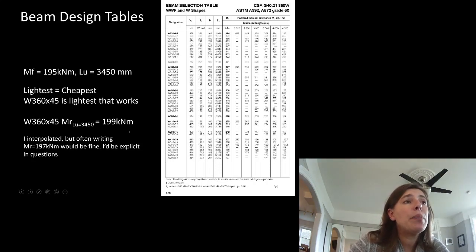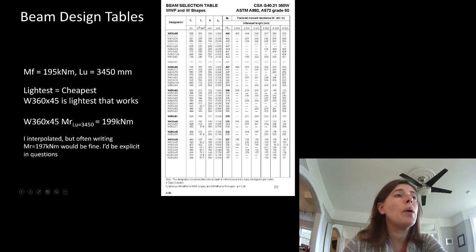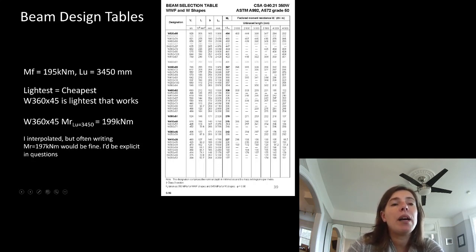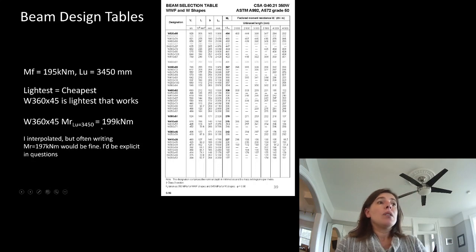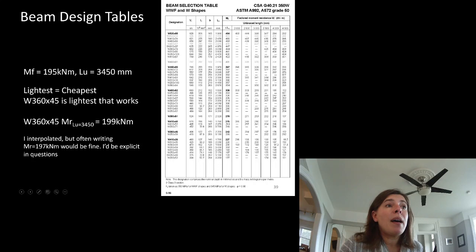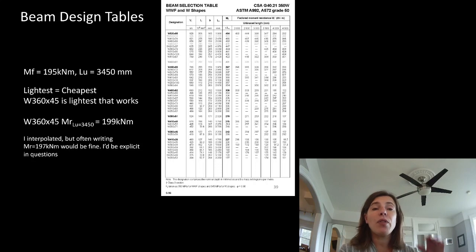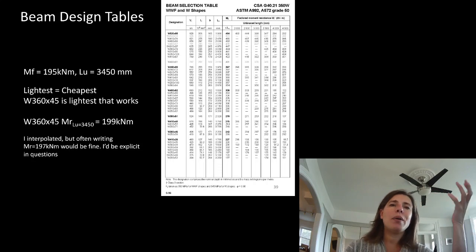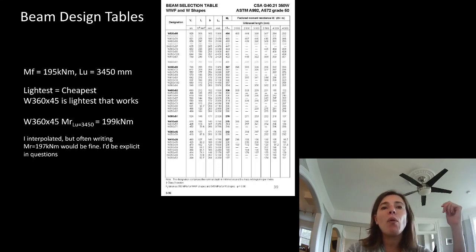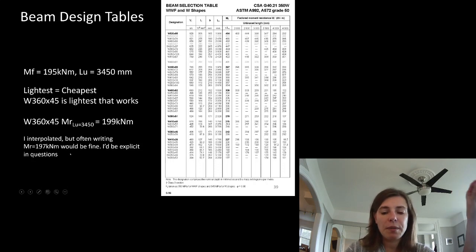So we can interpolate between those two the same way we did for the column, and we would get that a W360 by 45 has an MR for an LU of 3.45 meters of 199 kilonewton meters. So if our MF was 195, this member works. We finally have an answer. We know that for this beam, we probably figured out the load and did method of sections, or looked it up on a beam bending diagram, and figured out what the maximum factored moment was, we can now find the cheapest beam that works.